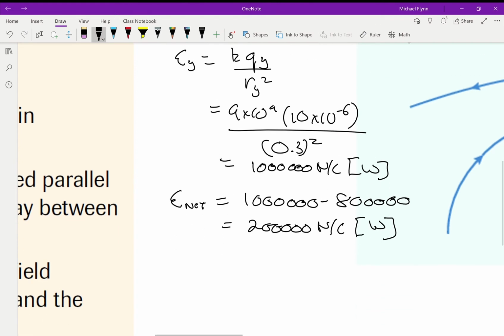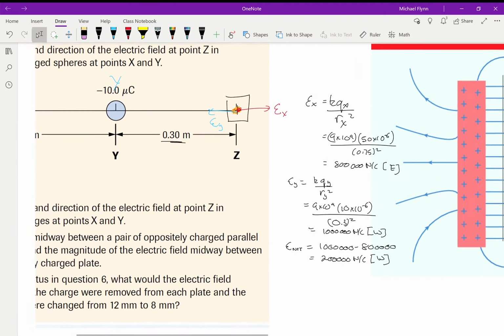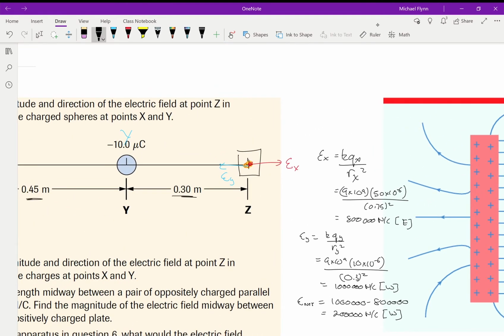Or if you like, to the left, okay? And that's it. So here we have these two charges. They both produce a field, okay? And the net effect on our little positive test charge that we put at this spot at point Z is that they're going to pull in opposite directions. So we just have to subtract their fields. Okay, and we'll just use the formula to find the fields.